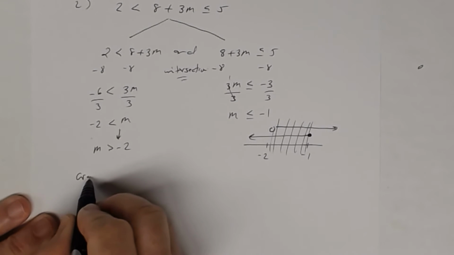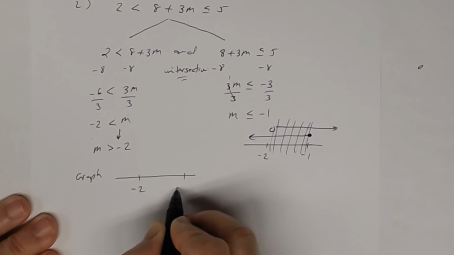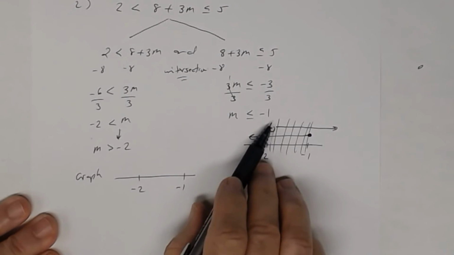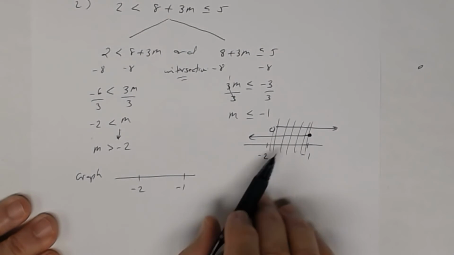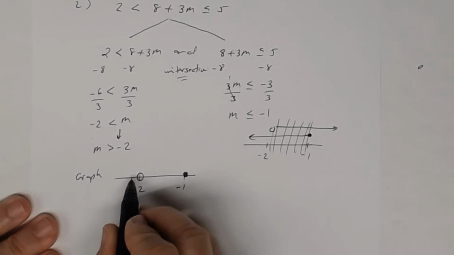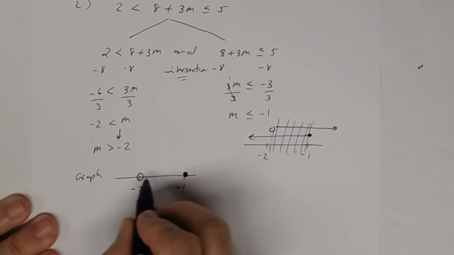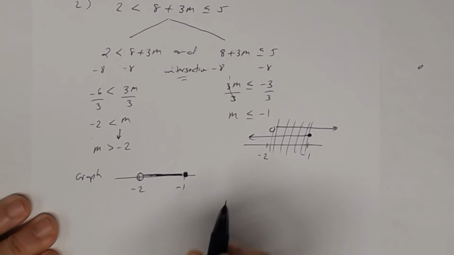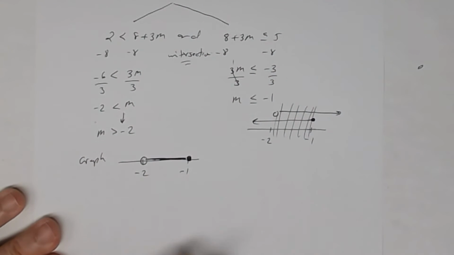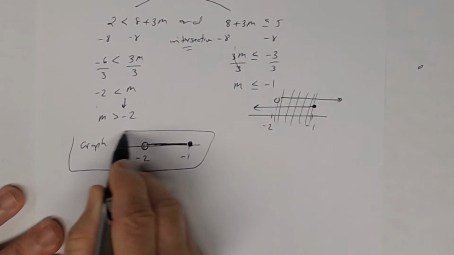So the graph, you can say negative 2 to negative 1. All right, now notice, there's an open circle here, right? And this is closed. So you're going to say open, closed. Make sure you're careful. Open, closed. Open because this is open, closed because this is closed. And shade in every number between them, every real number. So there's an infinite number of solutions. All right, so there's the graph of the solution set.